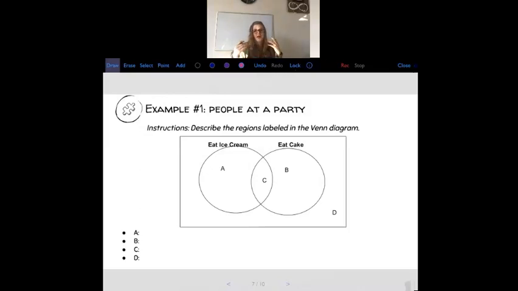So for instance, in this Venn diagram, we're talking about people at a party. We have two sets, people that eat ice cream and people that eat cake. The sets are overlapping because there are some members that are going to be in common. Okay, and so using the letters on the Venn diagram with what's below, we're going to describe the regions that are here. So region A is people that eat only ice cream.